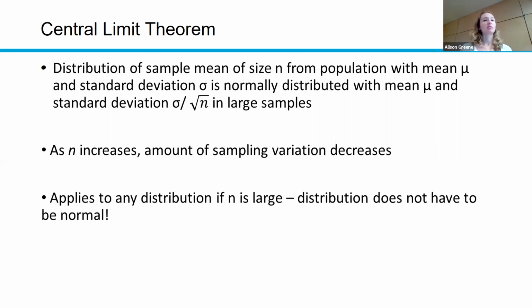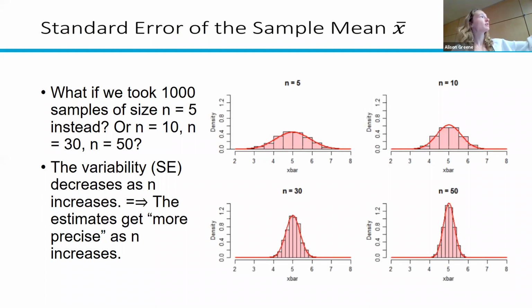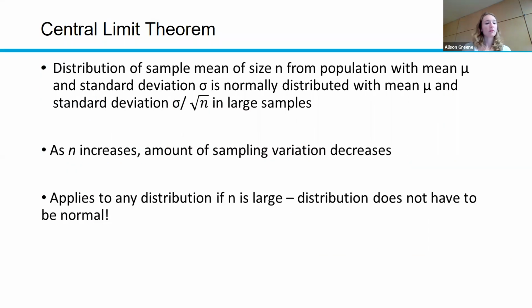And the standard deviation is sigma over root n, which is your standard error, a function of your sample size. So in all of these, our sample mean has a distribution where it looks like 5 is the mean, but the standard error is a function of the sample size. As n increases, your amount of sampling variation decreases. And this applies to any distribution if your sample size is large. So regardless of your distribution, we're going to converge to normal as our sample increases.